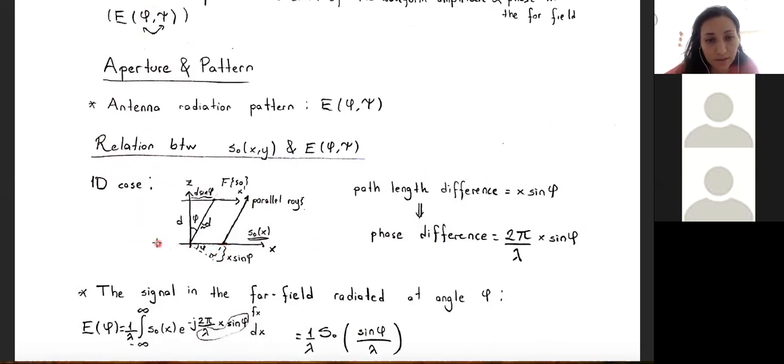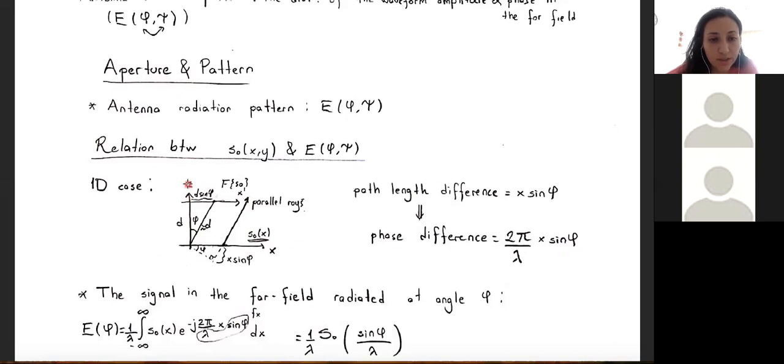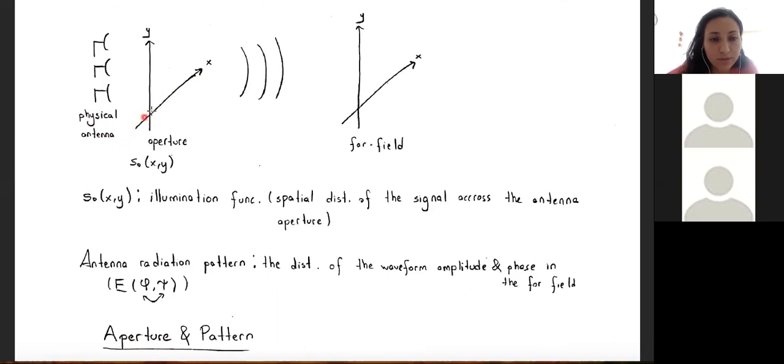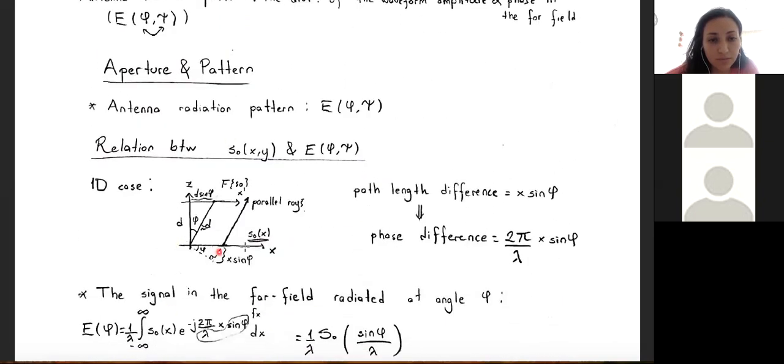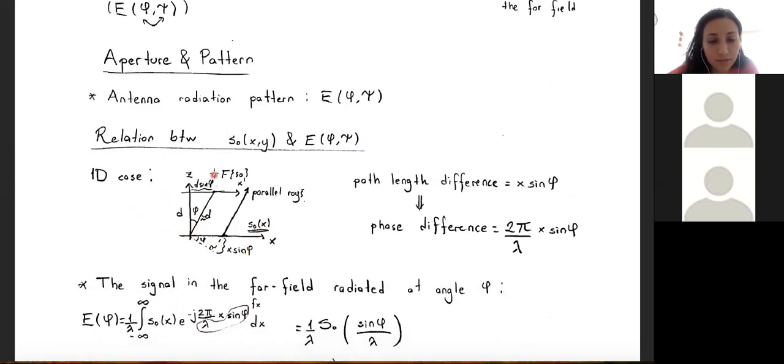In the 1D case, our propagation is from this line that changes with x. Suppose this is the propagation direction z. Here we're only considering variation along x, and our propagation is along direction z. So here you see the rotated version of those planes. And we want to understand what will be the effect of each point on this x line in the far field. To understand that, we're going to consider a particular point x. Because we want to understand what we're going to observe in the far field, we can model the wave propagation as parallel rays.